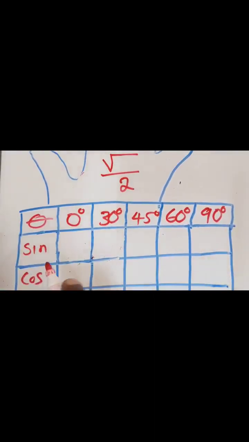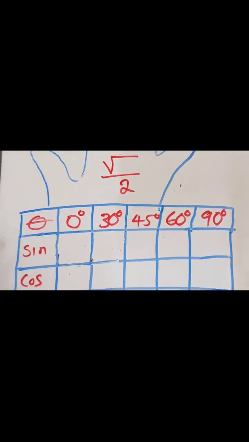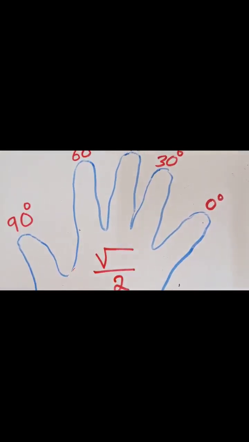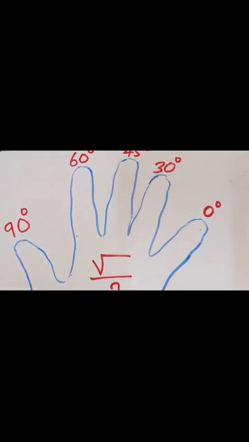Let's try to find sine 0, sine 30, sine 45, sine 60, sine 90, like that. So let's try to find them using your hand. You can even get a calculator. You can prove with me what I'm going to find.